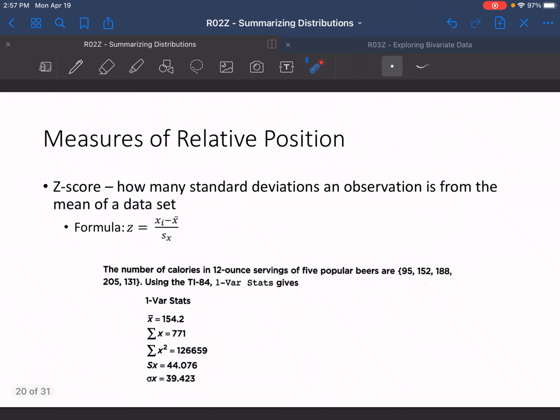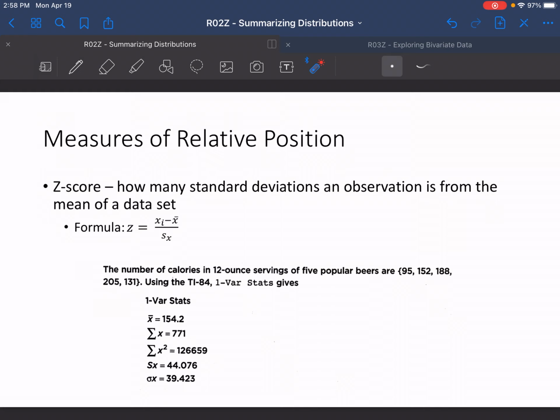We also have measures of relative position. That's essentially the z-score, how many standard deviations an observation is from the mean of a data set. This is also known as the standardized score. So our z-score is whatever value we're asked about in the question minus the mean, divided by the standard deviation.